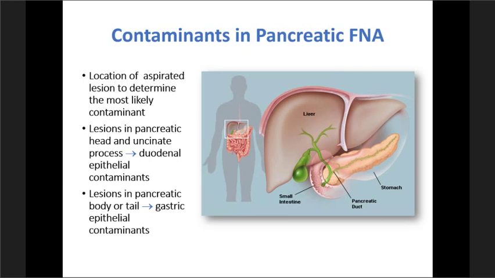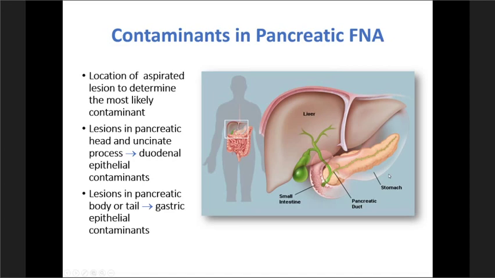Contaminants. As you all know, it depends on where the lesion is located in the pancreas, whether it's in the head or the body or the tail. The gastroenterologist will use a different approach. If the lesion is in the pancreatic head or the uncinate, such as over here, the approach will be through the duodenum. So what will happen is that in some situations there would be duodenal epithelial cells, which will be present on the specimen slide.